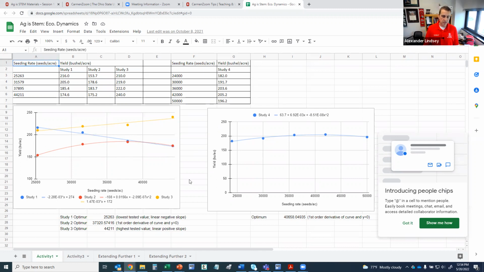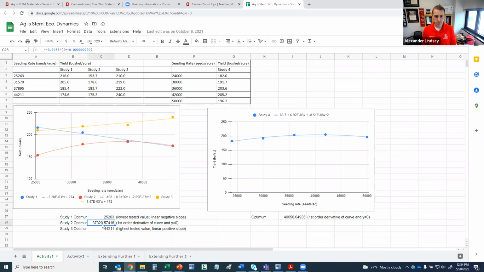And if your students are taking calculus and are getting into derivative equations, essentially you take the first order derivative of this polynomial and solve for y equals 0, which is where the slope tangential to the curve is equal to 0. And that tells us our optimum seeding rate. So that's what we see here being calculated in the formula bar.